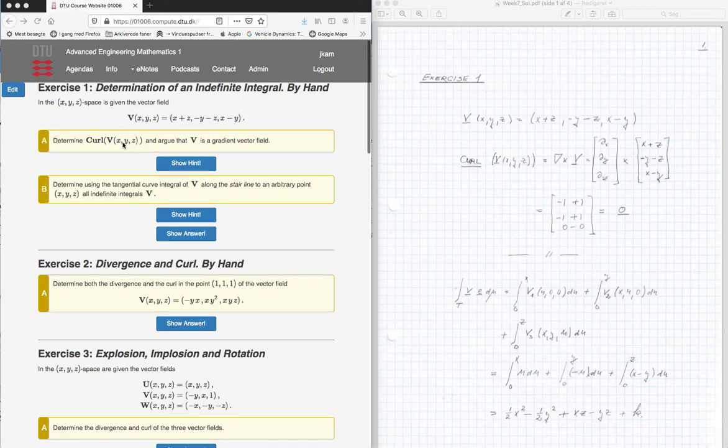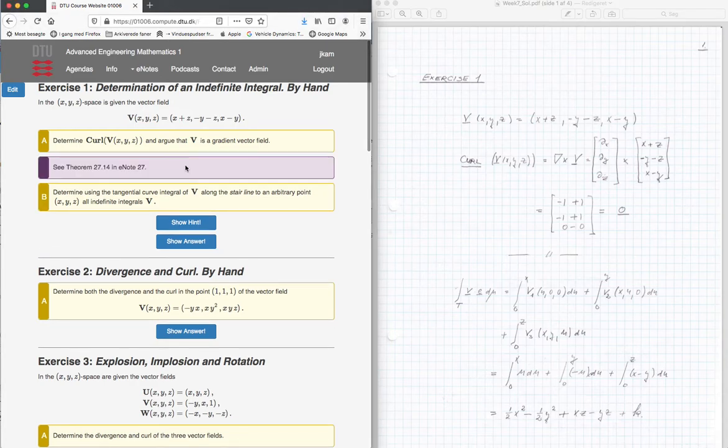You should determine the curl of a vector field. There is a hint here. You can look up this theorem. But if you do it in this way, you see the curl of a vector field is a cross product between the nabla operator, ddx, ddy, ddz, I've written here in short form, and the vector field itself.